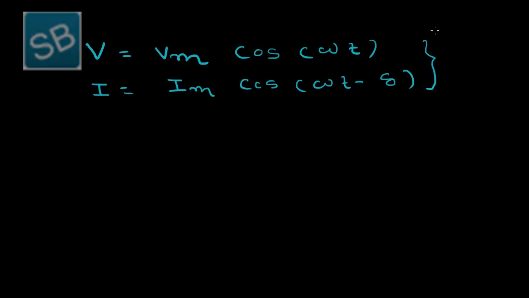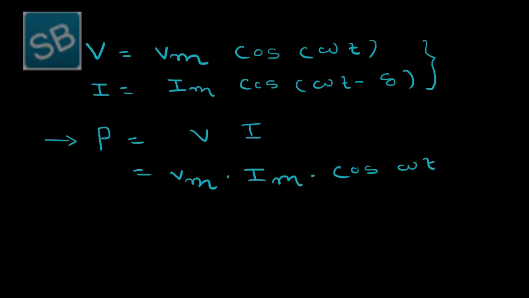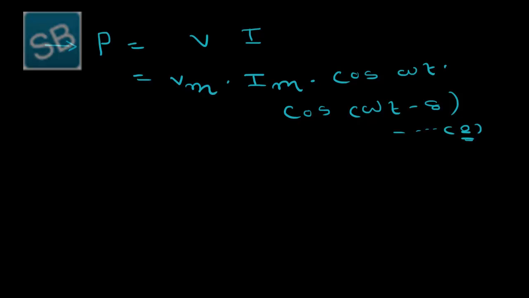With these two equations, I can substitute the value of power: P is equal to V into I, that is equal to Vm into Im into cos omega t into cos of omega t minus delta. Here you should not forget that delta is the phase difference between voltage and current, which depends on the arrangement of components in the LCR circuit.